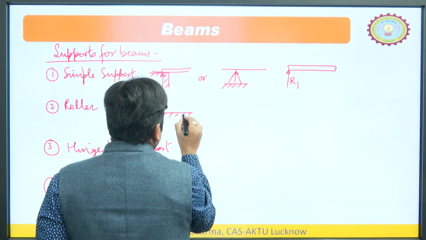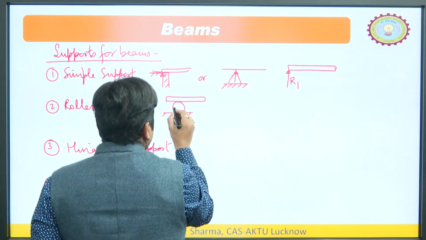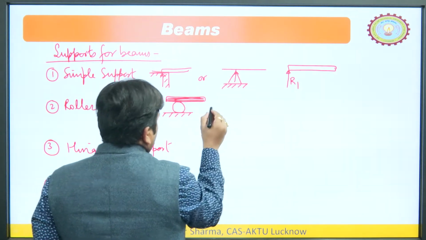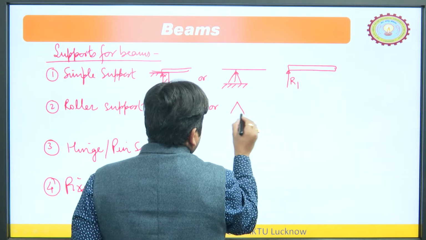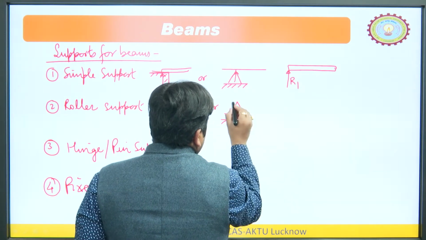Where in between two supports, you will have some roller like this. So, let us say this is the beam and you have a roller, or sometimes it is shown like this, one triangle supported by few balls, and this is the beam.